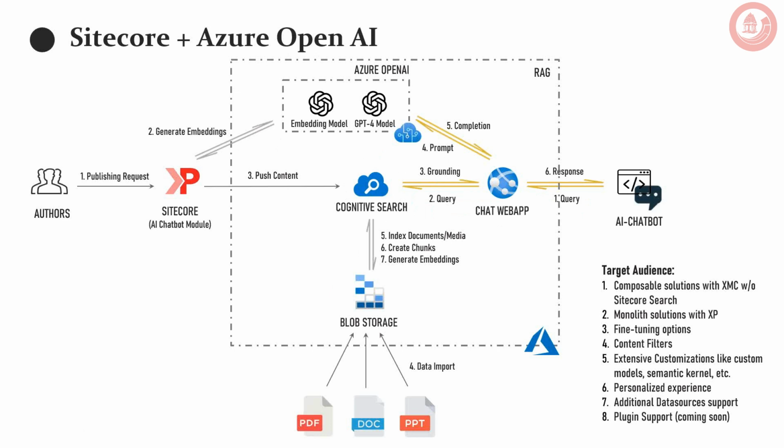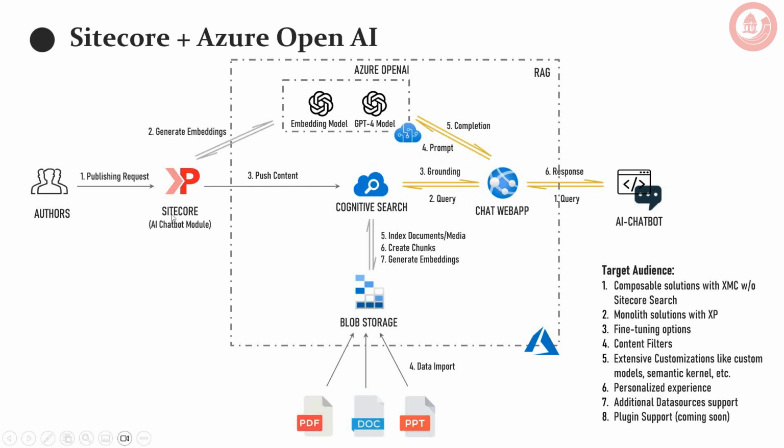So we are taking only whatever we need from the cognitive search, and we are preparing the prompt here. The prompt will include the input data which we receive from the cognitive search, and also the question from the user. The chat web app creates that prompt and pushes it to the GPT-4 model, and the GPT-4 model responds back with the completion, which will be sent back to the front-end website. So this follows the retrieval augmented generation approach itself.